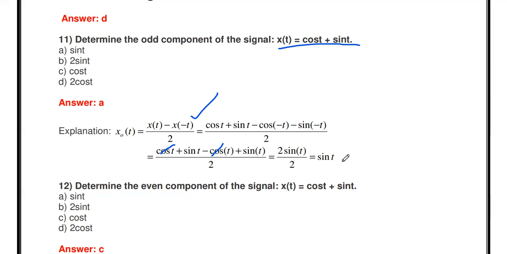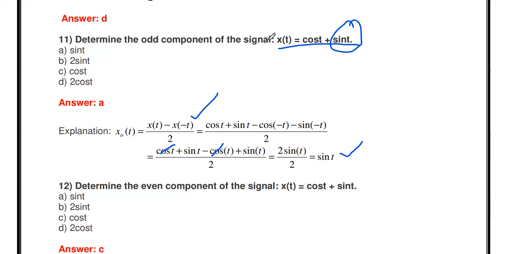So 2 cancel. So the answer is sin t. Okay. So the odd component of the given signal is sin t. So in these two parts, cos t and sin t, this sin t is an odd component. Then what about this cos t? It's an even component. If the question is asking, as you see in the next question, determine the even component of the signal, then the answer will come as cos t.